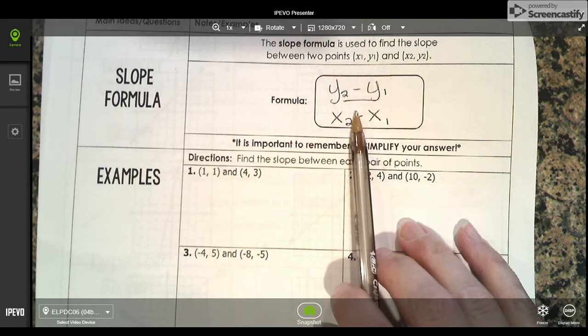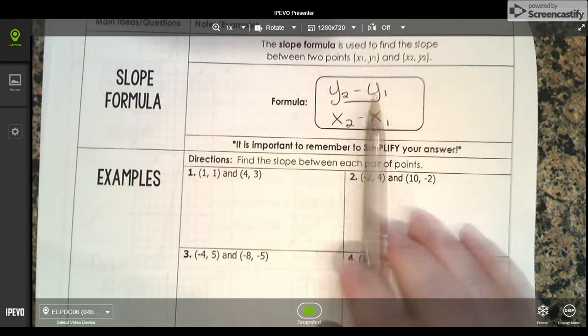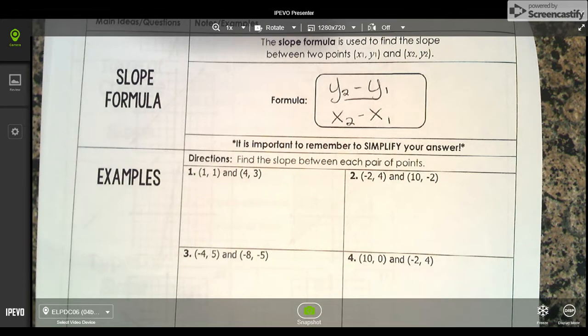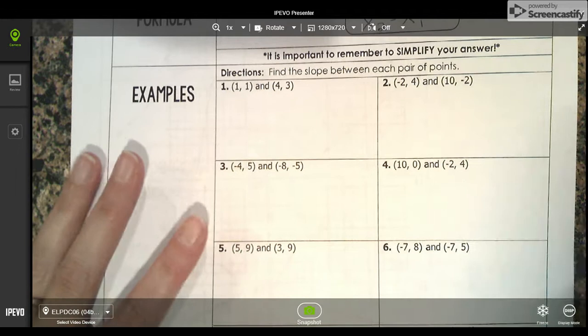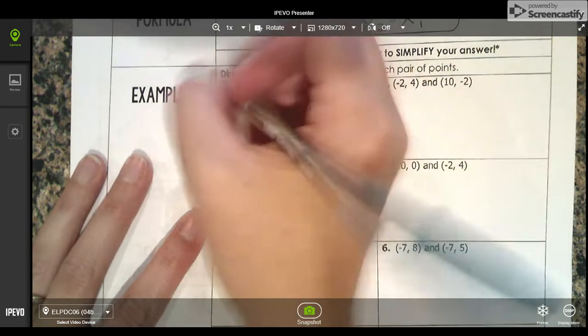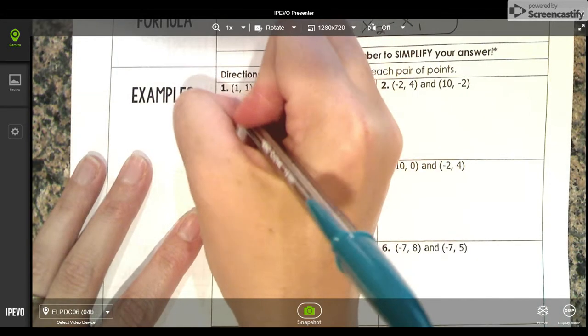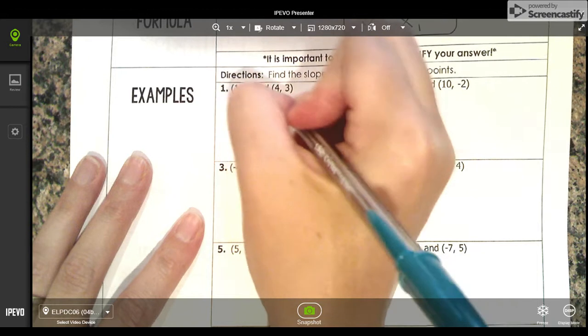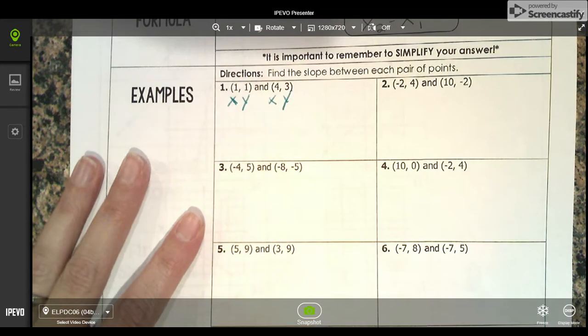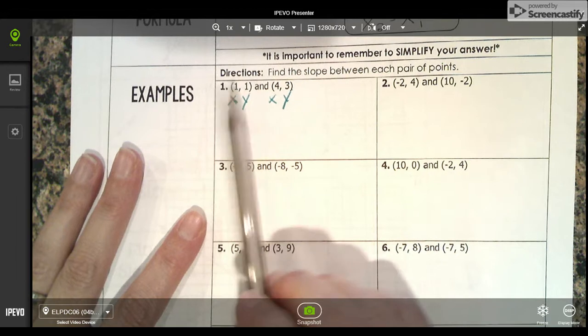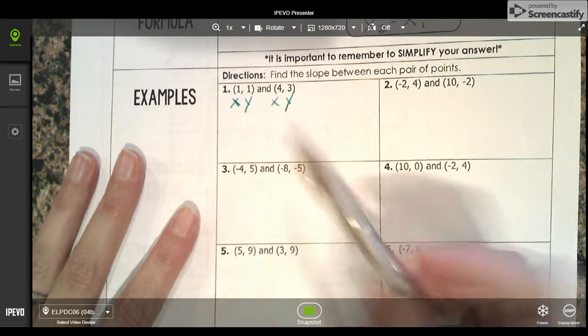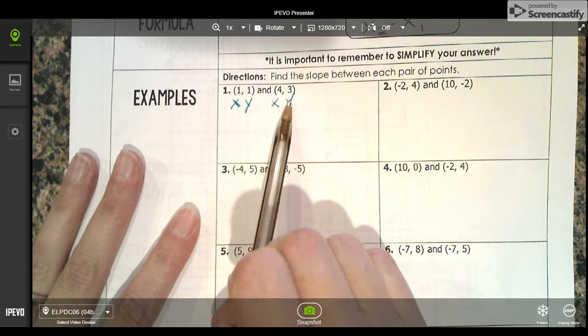Just be careful with the subtraction of negatives, and make sure your x's are your x's and your y's are your y's. So for the first one, if you forget, it's x, y, x, y. So the x's are the first numbers and the y's are the second numbers. It doesn't really matter which y you start with. The formula is the second one. So I'm just going to follow the formula.